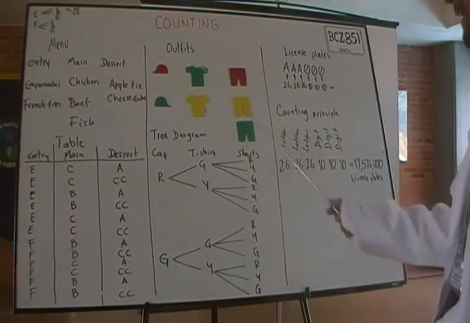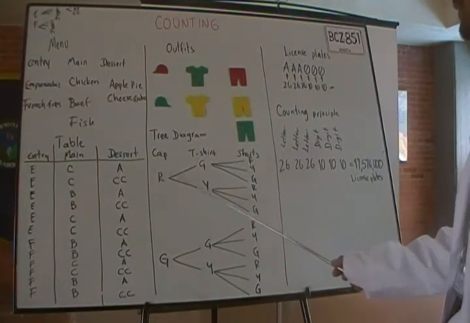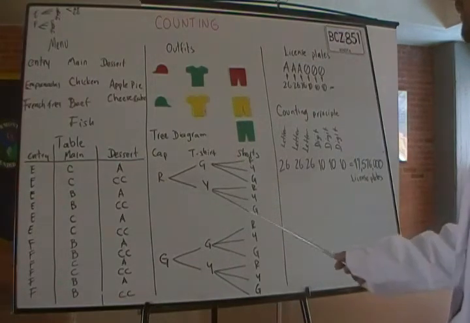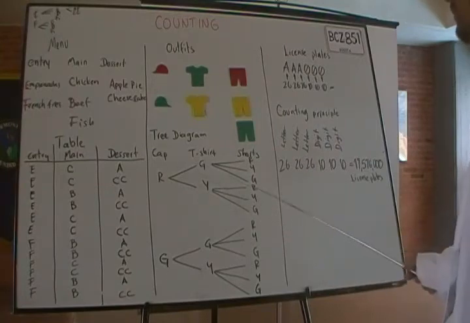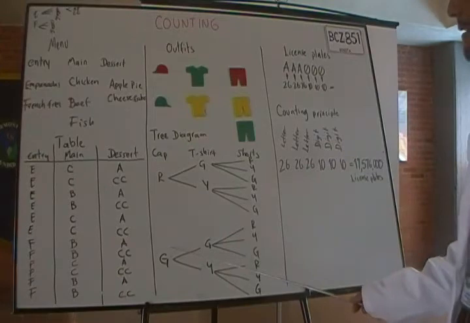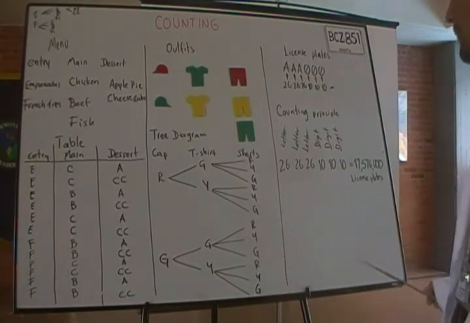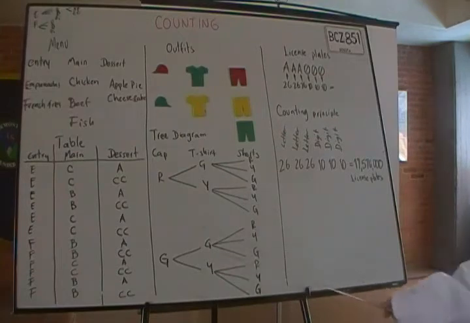Red, green, red: that stands for cap, t-shirt and shorts, etc. If I combine those: red, green, yellow; red, green, green; red, yellow, red; red, yellow, yellow; red, yellow, green; and the same combinations here with green cap. So green, green, red; green, green, yellow; green, green, green; green, yellow, red; green, yellow, yellow; green, yellow, green.